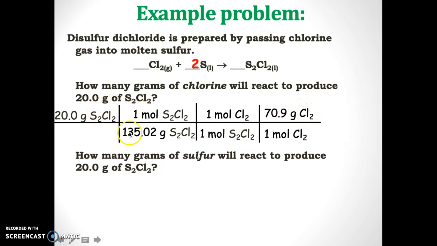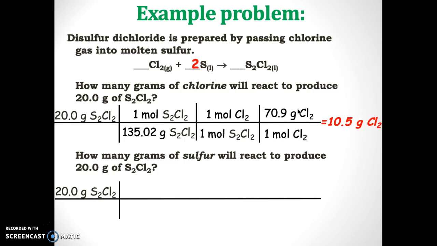So in this case, I'm going to divide. The 1 over 1, you don't really need to do anything. If you want to multiply by 1 and divide by 1, that's fine, but you can skip it. 20 divided by 135.02 times 70.9 gives me an answer of 10.5. Hopefully you did that one okay.